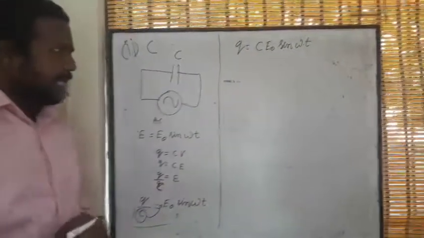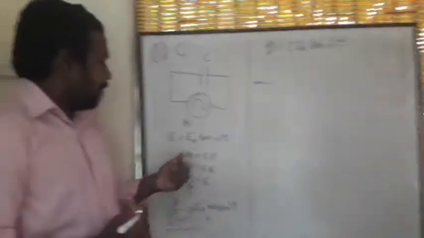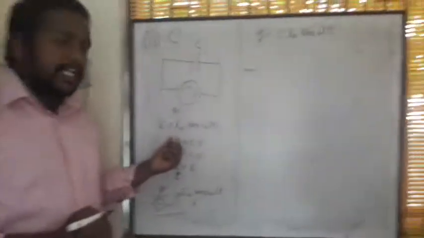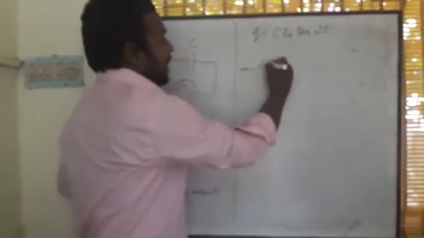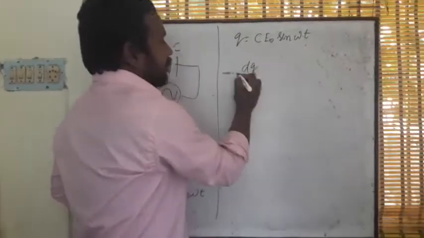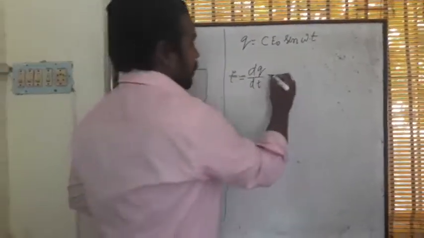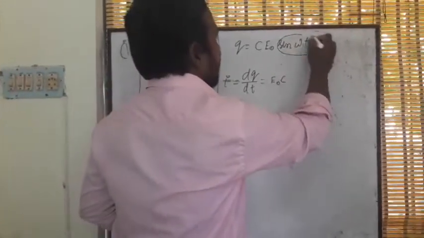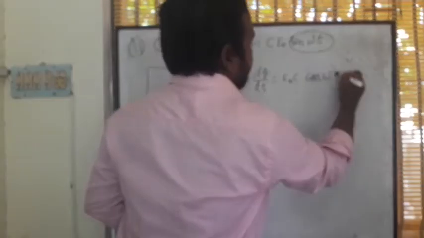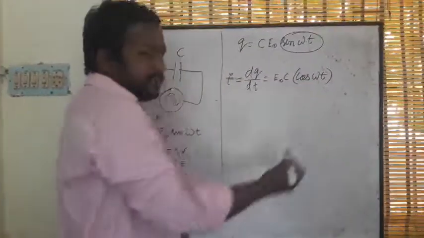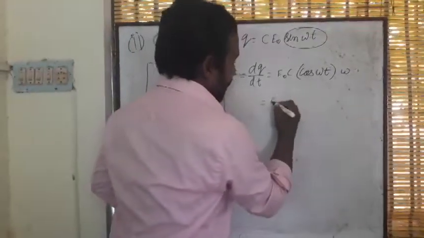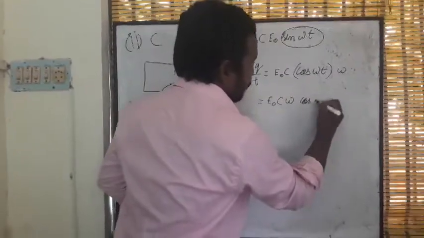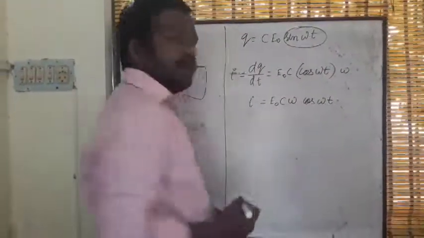From this we are going to calculate how the current is flowing. Before, we know the EMF is E naught sine omega t. Now we are going to find the current. The differentiation of this equation is going to give us the current. So dq by dt, charge by time, gives the current. E naught C is a constant, so I take it outside. The derivative of sin theta is cos theta. Because we are differentiating with respect to time, we get omega. So you get E naught C omega cos omega t is equal to I.